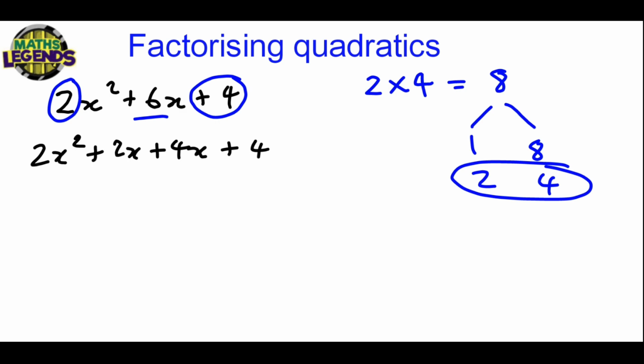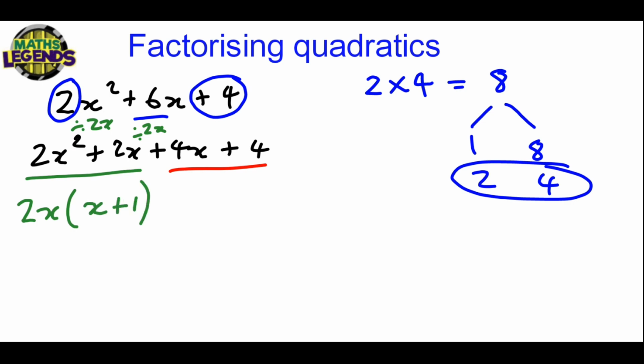So in the same approach, the first two will be factorized and the last two will be factorized. So 2x squared plus 2x, in this case we have 2 and x that is common in both. So we can divide the first one by 2x and the second term by 2x, and you're left with x plus 1. And in the red section we have 4 that's common in both. So we're left with 4x plus 1.